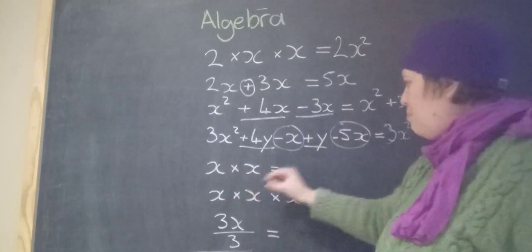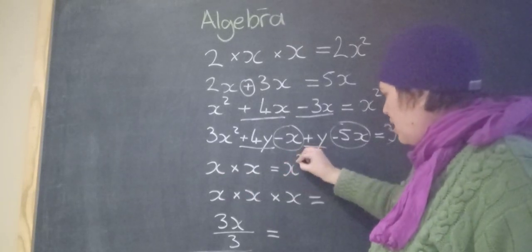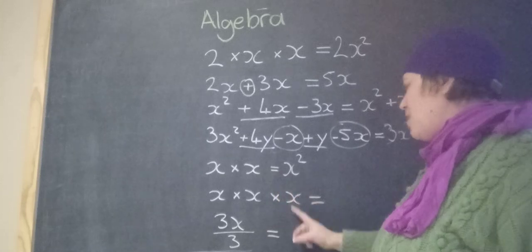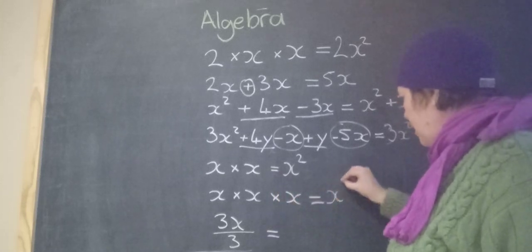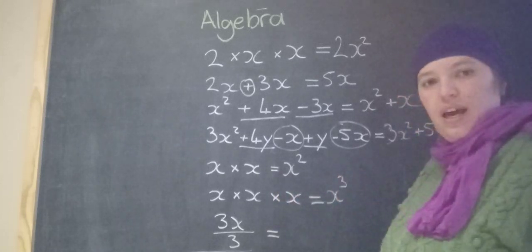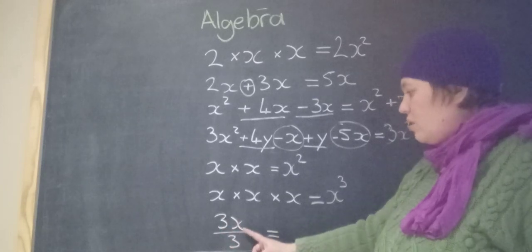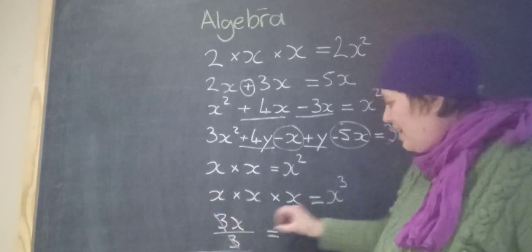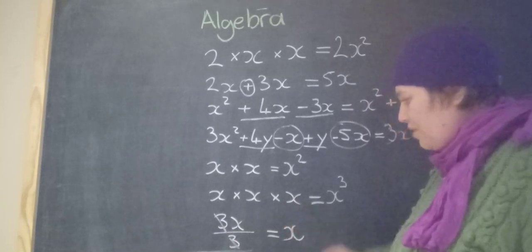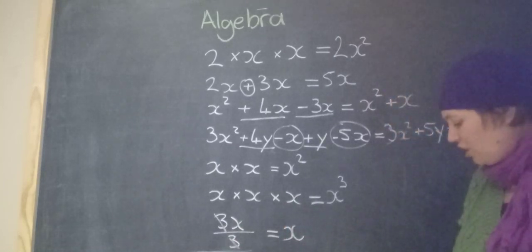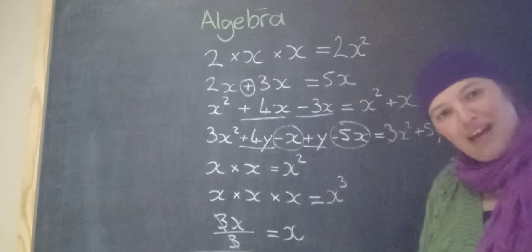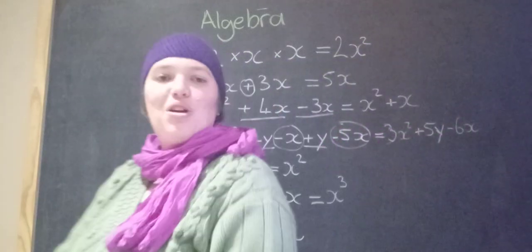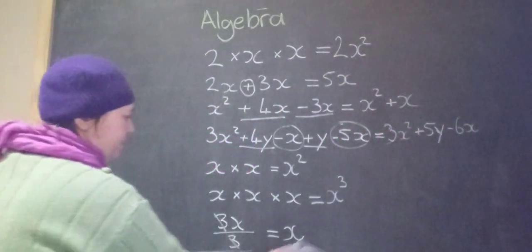Here we've got x times x is x squared. X times x times x is x cubed. And then 3x over 3, so the 3 cancels, and we've got x. Okay, so if you've got the right answers, move on to the next video. Otherwise, let me quickly take you from the beginning.